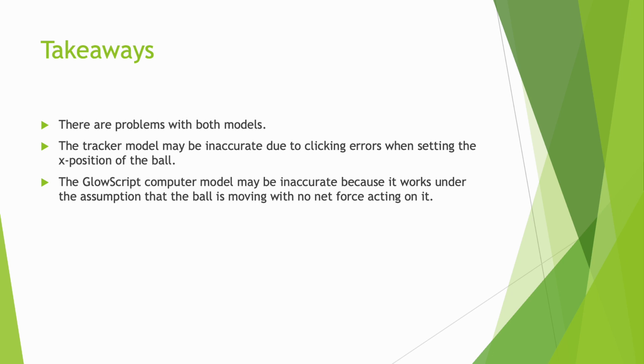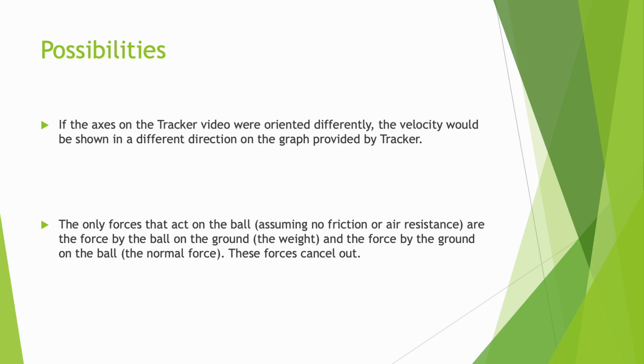A few takeaways from the model and some conclusions I drew from error could be that there are problems with both models, but mainly the problems are that the tracker model may be inaccurate due to clicking errors when setting the x-position of the ball, as you have to actually click where the ball is going and where it is at each time interval. And the glow script computer model can be inaccurate because it works under the assumption that there is no net force acting on it, as I said it to be in the code.